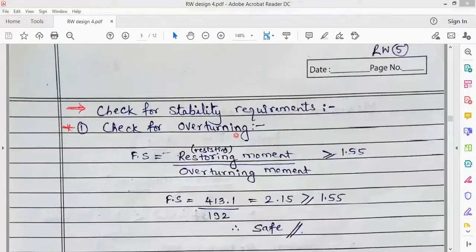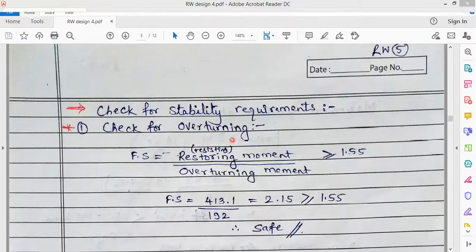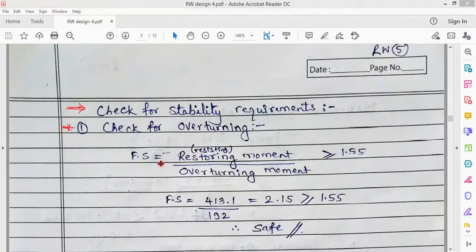Hello students, we have studied the basic things required to get the section, that is the thickness of the stem at top and bottom we have calculated, we have obtained the width of the base slab, we have obtained the height of this stem for the design of this retaining wall. For the designing of the retaining wall, today we are going to continue with the next step.